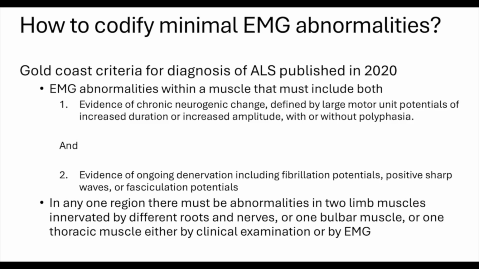And I think probably everybody's familiar with the Gold Coast criteria for ALS, so I put those on the slide here to summarize. It's pretty straightforward. It requires the presence of neurogenic motor unit potential changes, in the sense of large or high amplitude, long duration motor unit potentials, with the presence of either fasciculations or fibrillation potentials in multiple myotomes within a region. So this sounds pretty straightforward.